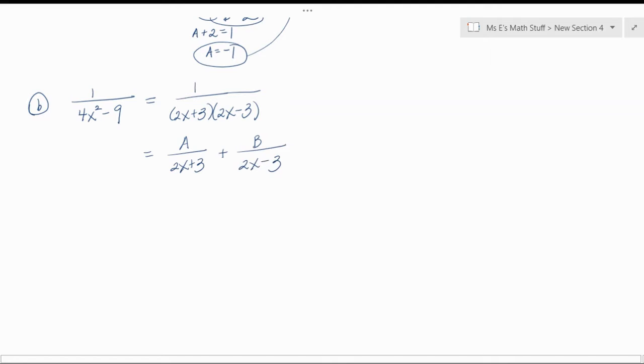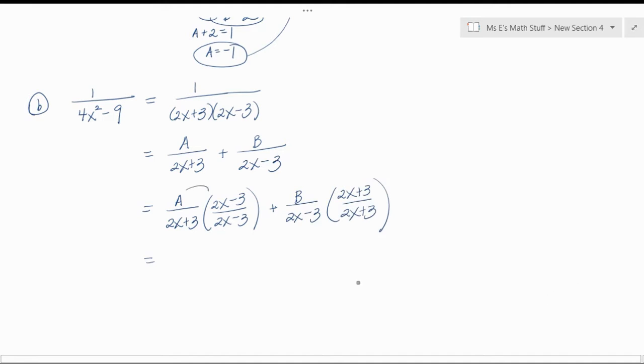Next, switch gears and start adding these fractions together. So a over 2x plus 3 would need to be multiplied by 2x minus 3 over itself. And b over 2x minus 3 would need to be multiplied by 2x plus 3 over itself. All right, from there, follow your algebra nose, and we'd end up with 2ax minus 3a plus 2bx plus 3b, and that would be all over the quantity 2x plus 3 times 2x minus 3.